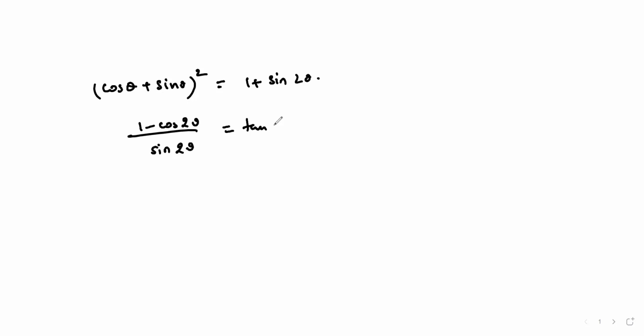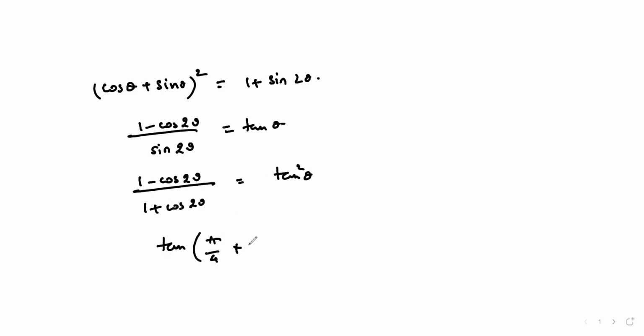Cos theta plus sin theta whole square will be equal to 1 plus sin 2 theta. Next, 1 minus cos 2 theta by sin 2 theta is equal to tan theta. 1 minus cos 2 theta by 1 plus cos 2 theta is equal to tan square theta. Tan of pi by 4 plus theta is equal to 1 plus tan theta by 1 minus tan theta.